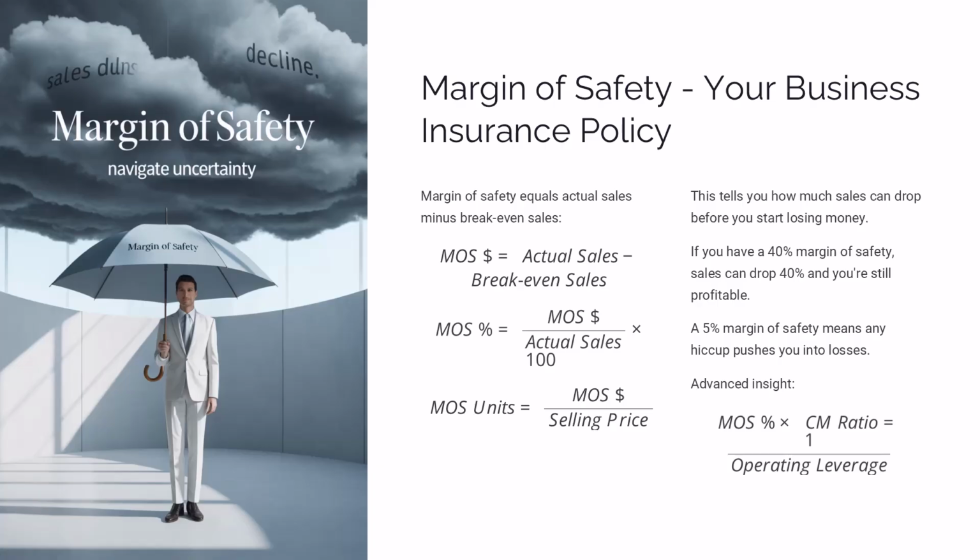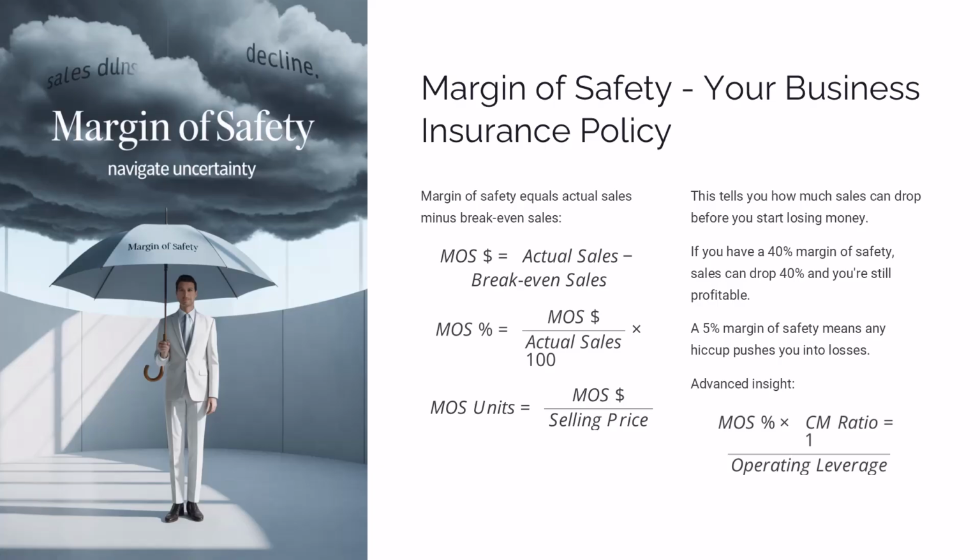The advanced application that private equity firms use is stress testing margin of safety under different scenarios, because a company might have 30% margin of safety in normal times, but negative margin in recession. And understanding these dynamics is how they decide which companies to buy and how much leverage to use.